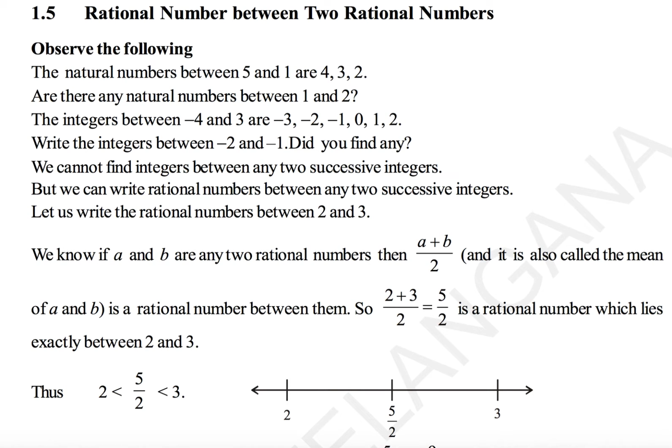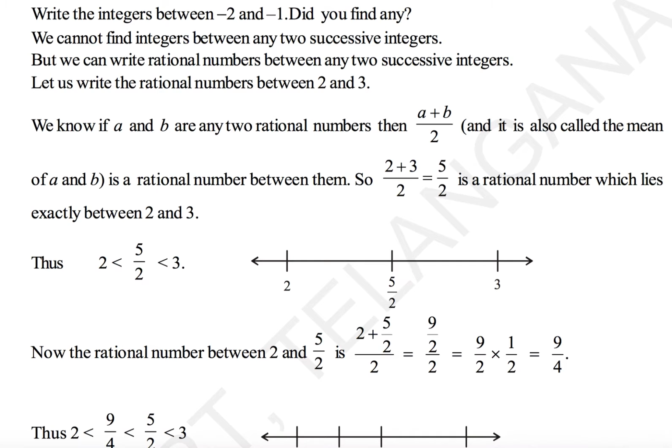Let us write rational numbers between 2 and 3. This method is the mean method, the average method. If a and b are two rational numbers, then (a plus b)/2 is also a rational number between them. That is exactly in the midway between a and b. If you want to find a rational number between 2 and 3, just average it, you will get 5/2. 5/2 is just in the midway between 2 and 3.